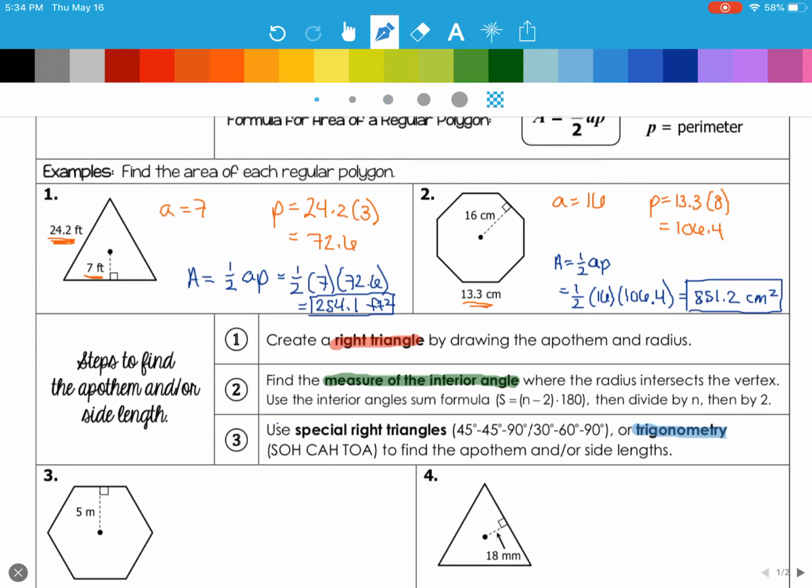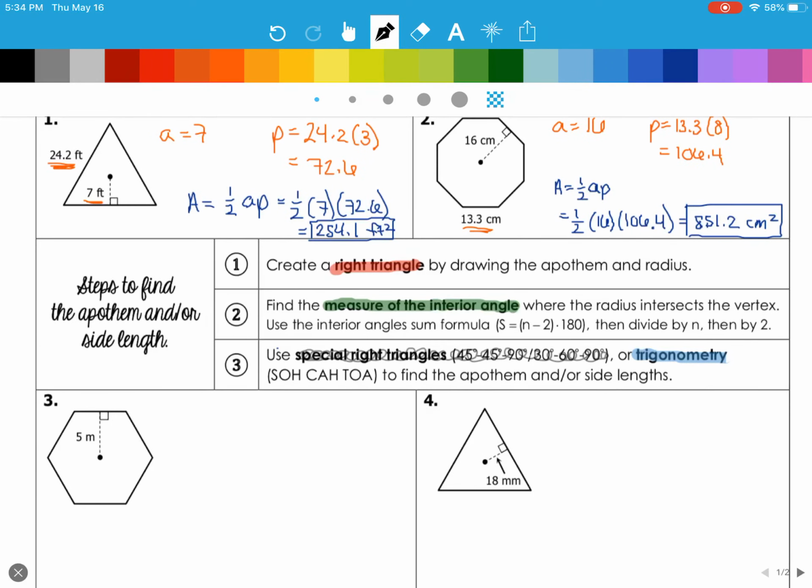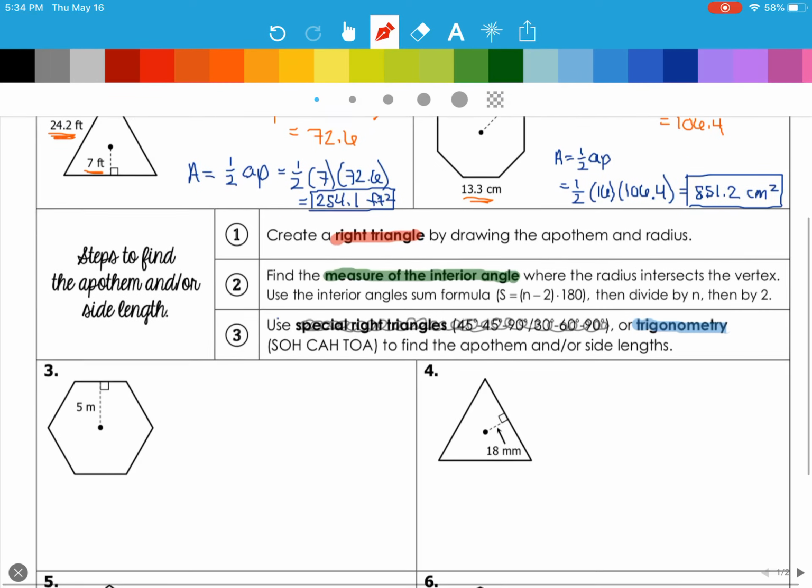Now I skipped over the special right triangles, because I think that as a class we were better at using trig. If you want to try using special right triangles, the 2a, a root 3, and a that we did in class, you may feel free to go through that, but I'm going to do those 3 steps. I'm going to use a right triangle, find the measure of one of the angles inside that triangle, and then use the trig. So let's get to it.